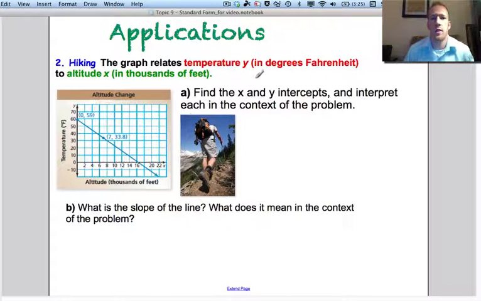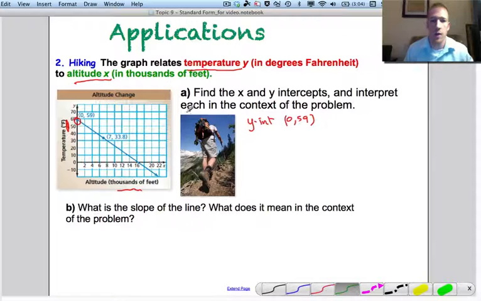Alright, here's another, more interesting one. Hiking. The graph relates the temperature to altitude. As you climb a mountain, the air gets thinner and the temperature drops, just based on the air and your altitude. Temperature is in degrees Fahrenheit and altitude is in thousands of feet. Find the x and y intercepts. The y-intercept is easy, that's given to us. The y-intercept is (0, 59). So when x is 0, y is 59. That's where we hit the y-axis.